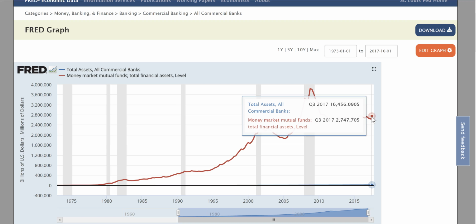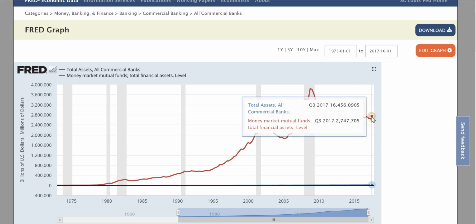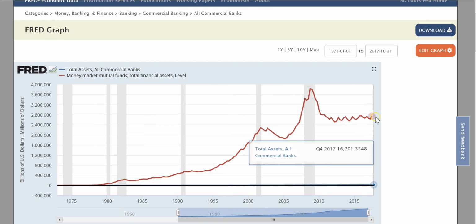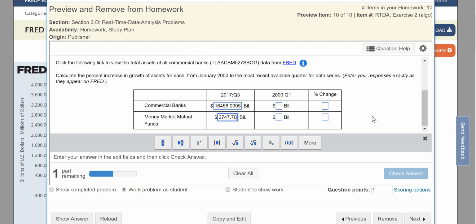So the number is 2,747,705. If you divide that number by 1,000, you'll get 2,747.705. So that's the answer we need. So now let's go to 2000 quarter one.